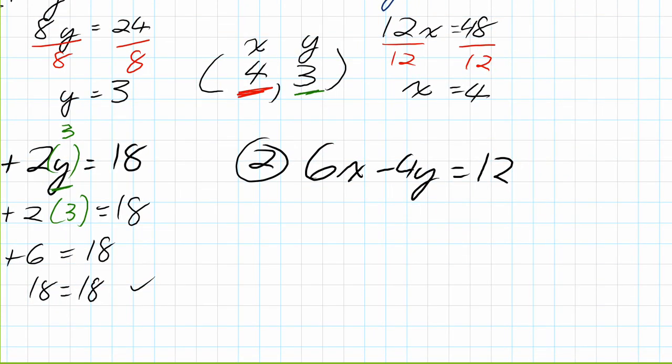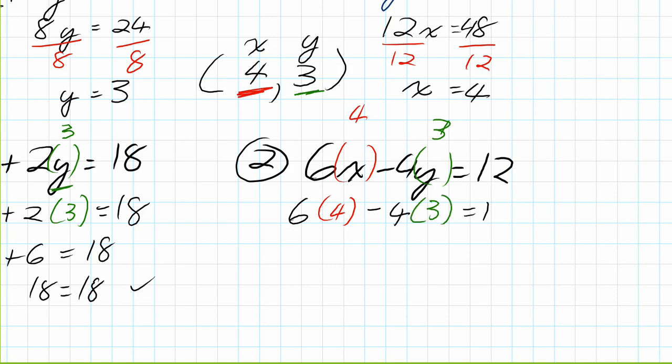Let's do the same over here. It should also work in this situation. We can plug in 4 for x and 3 for y. We end up with 6 times 4, subtract 4 times 3, is equal to 12. Is this true? 6 times 4 is 24. 4 times 3 is 12. Is 24 minus 12 equal to 12? Yeah, 12 is equal to 12.